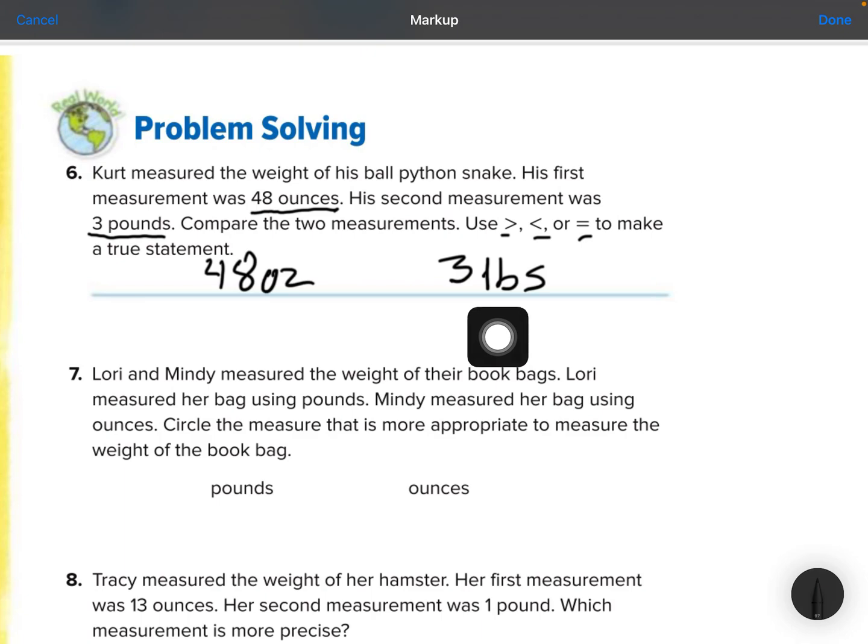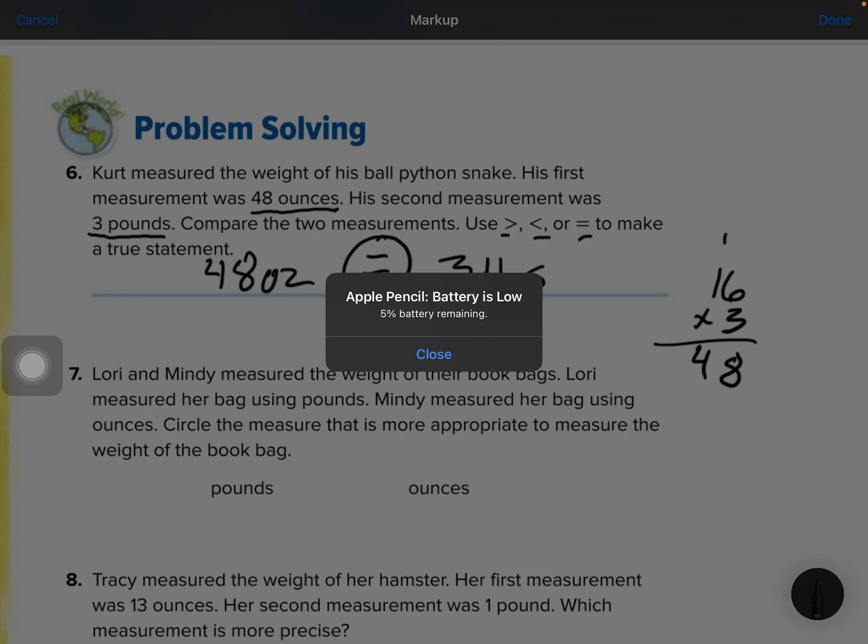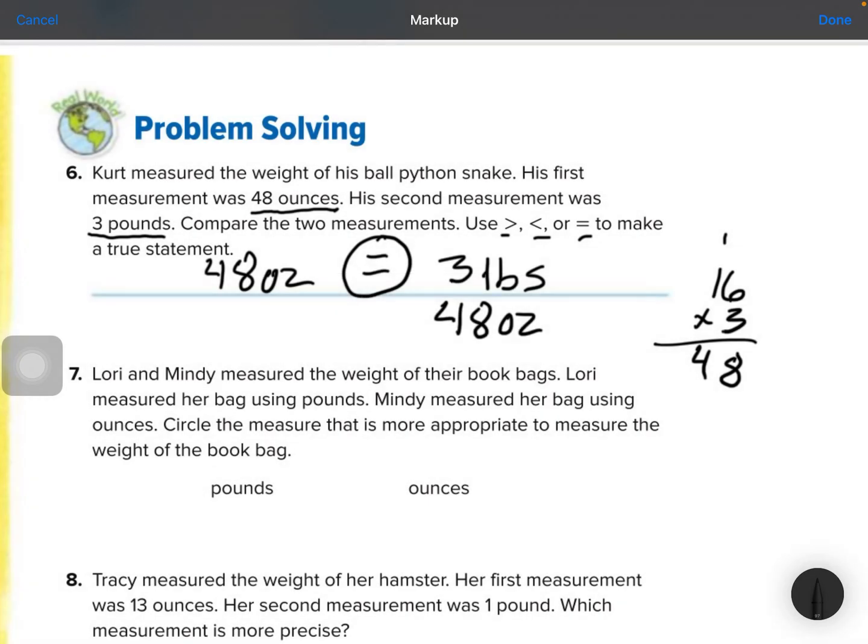LBS. Sometimes I like to remember this as little babies. And one of my 5th graders told me that last year. The abbreviation for pounds is little babies. Kind of cute, right? All right, draw a little circle right there. So we need to convert 16 to 3 pounds. 3 times 6 is 18. 3 times 1 is 3, plus 1 is 4. So it's 48 ounces. Now what can we use there? That's right, they are equal to. It is equal to, which means it's beautiful.